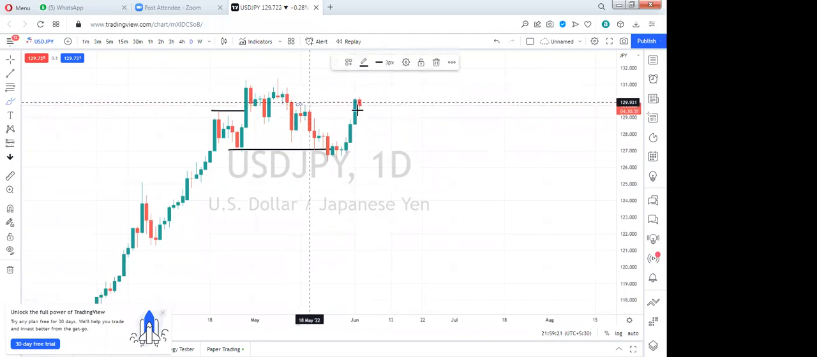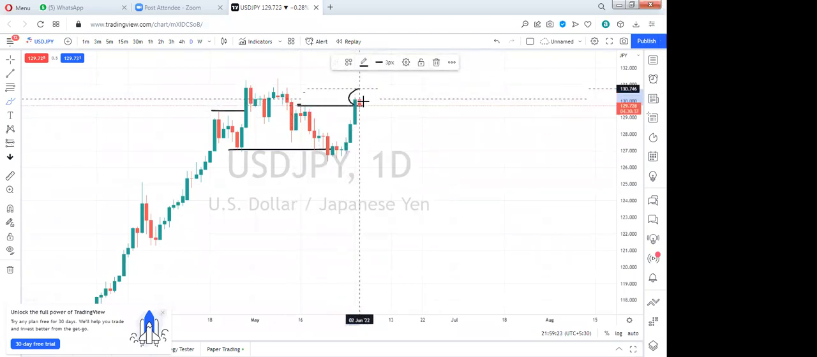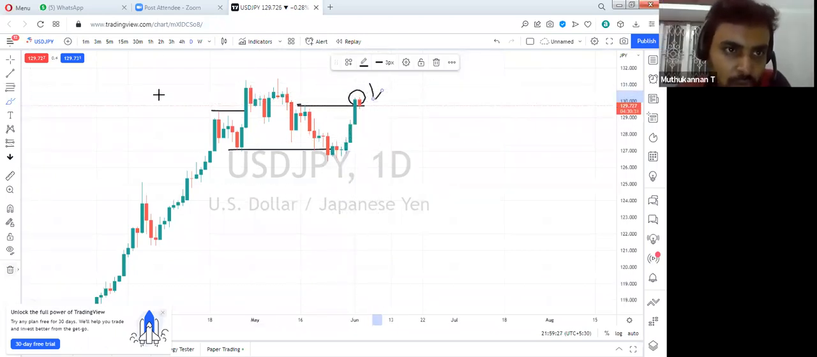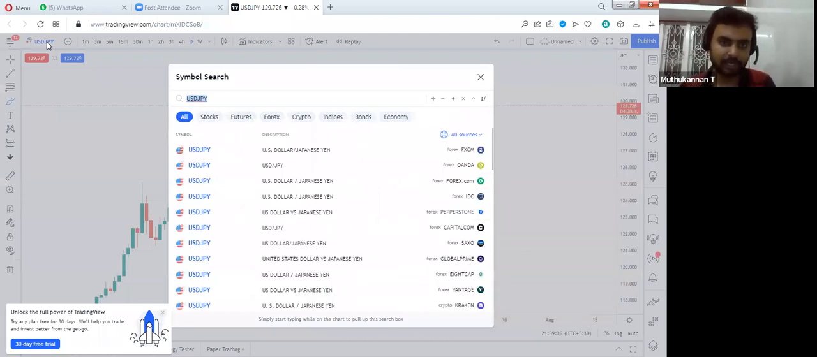You can capture this up movement here, and capture this down movement. Something is happening here, so I'll explain that tomorrow. So let's take a different pair and I'll explain how we have to do it. Let's take GBP USD.